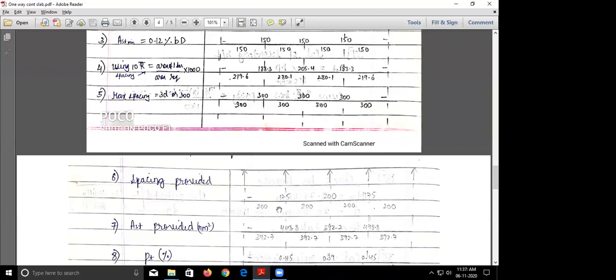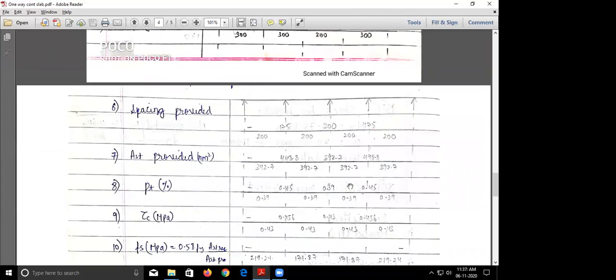Okay. So as far as possible, if you try to keep this uniformity, it is always better when you draw the reinforcement detailing. Okay. So that is the reason I have kept this uniformity. So now let us move on to the next.